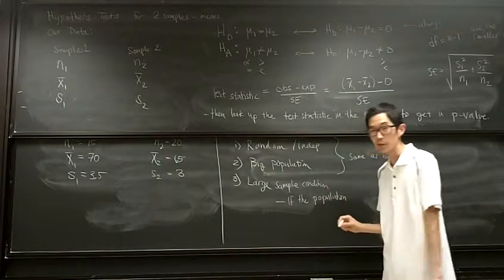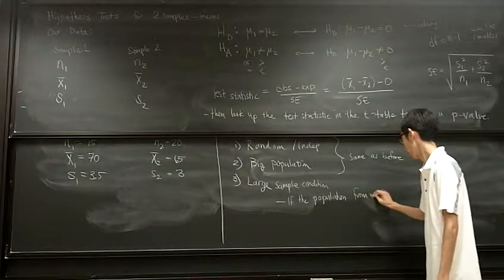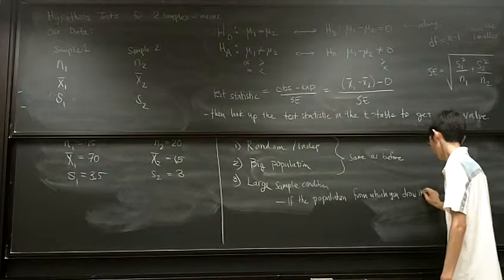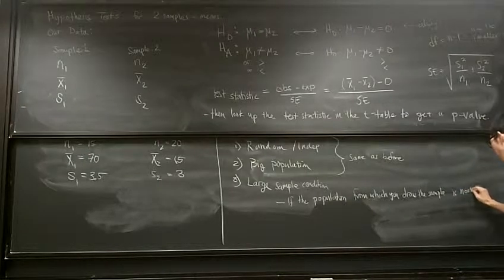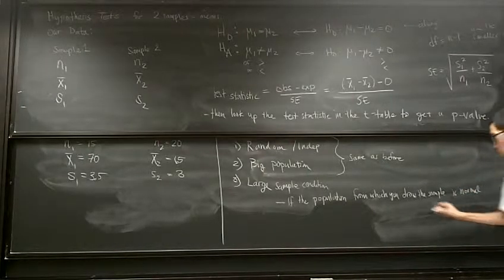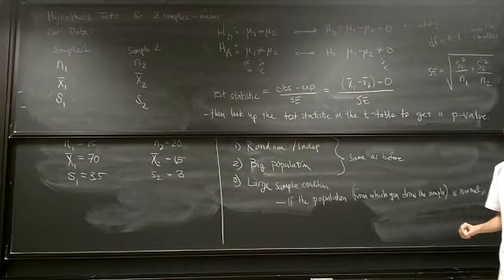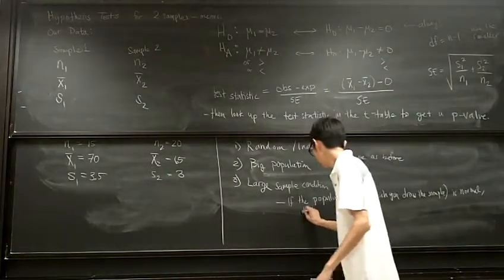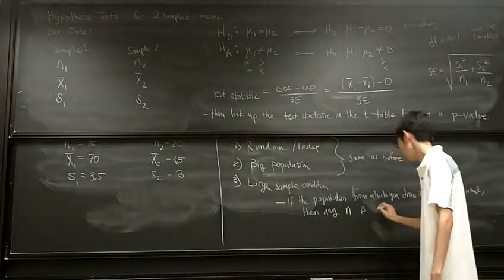that you're drawing your sample from, okay, so if the population from which you draw the sample is normal, okay, so if that population is normal, then any size n is fine. Okay, even an n of 2, that's fine. Okay, any size n is fine. Any n is large enough.